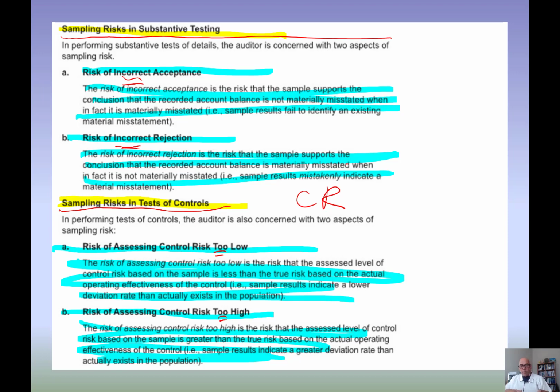Okay. Risk of incorrect rejection is what? I pull my sample, I find errors. I say, you know what? Based on these errors, I determined that this population is not correctly stated, is materially misstated. And so what happens? I reject that account balance. Now, if I have any sense about me as an auditor, I won't run in to management at that point and say, hey, you have a material misstatement. Telling management that their financial statements are materially misstated is like telling someone their kid is ugly, right? You don't want to do that.